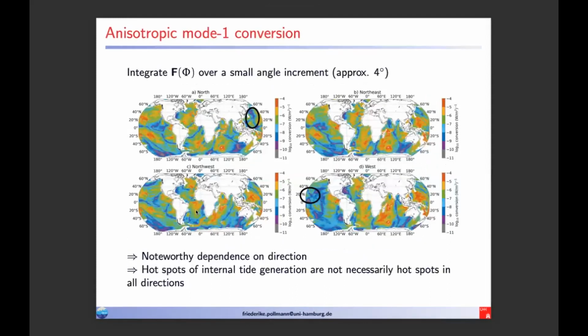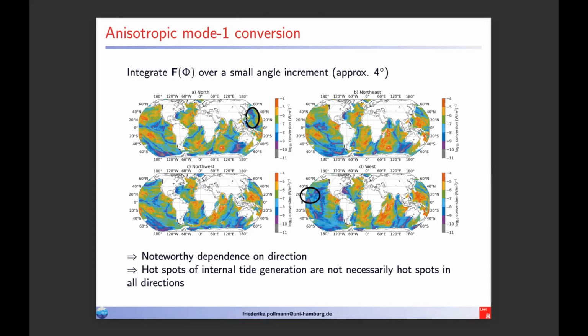And what I did now is, so the map before is the conversion, so the energy flux integrated around the entire circle. And what I'm doing now is that I integrate only over a small circle segment, an angle increment of approximately 4 degrees around north, around northeast, northwest, or west. And what you can nicely see is that the conversion changes depending on what direction you look. And I'd like you to focus in particular on hotspots of internal tide generation that we see in these other maps, because it turns out, maybe not that surprisingly, that they're not hotspots for all directions.